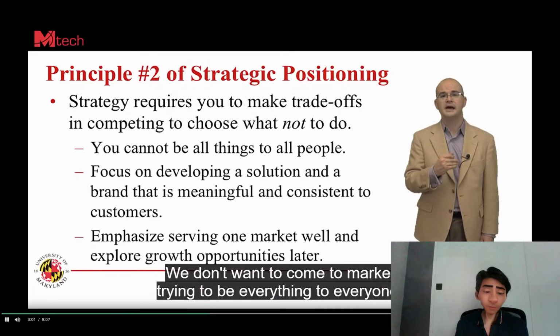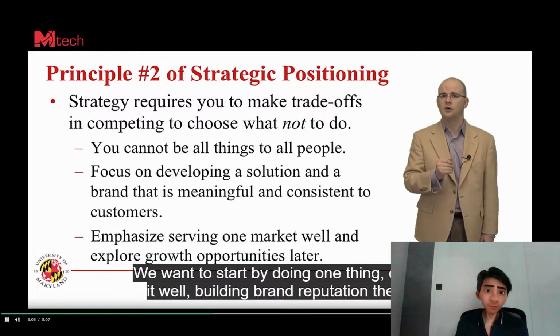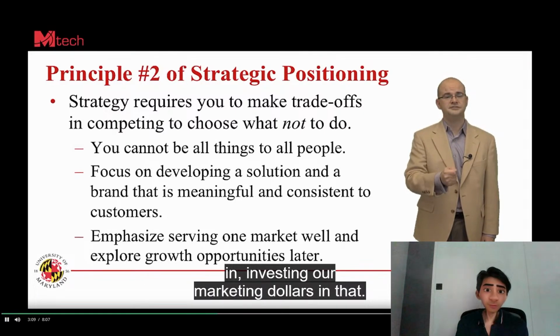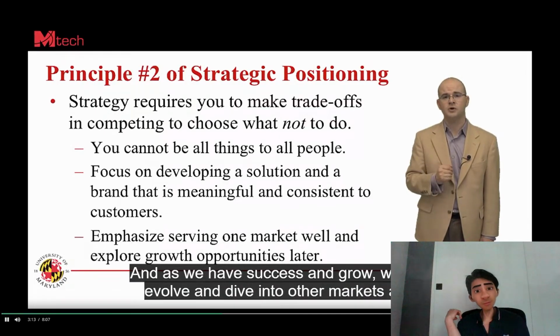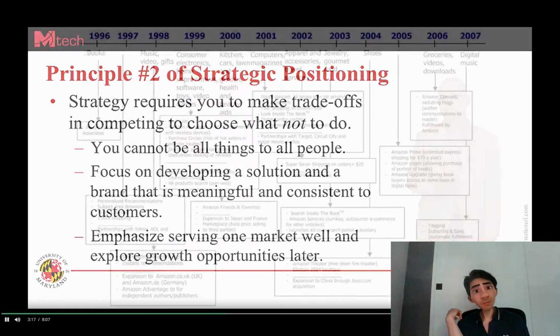We don't want to come to market trying to be everything to everyone. We want to start by doing one thing, doing it well, building brand and reputation there, investing our marketing dollars in that. And as we have success and grow, we can evolve and dive into other markets and new opportunities.